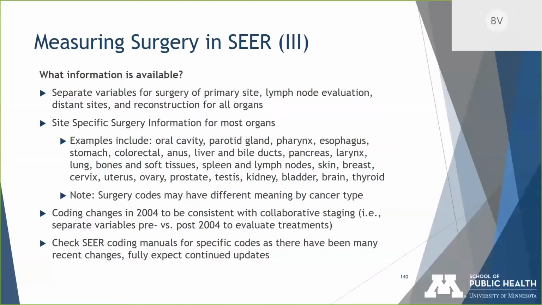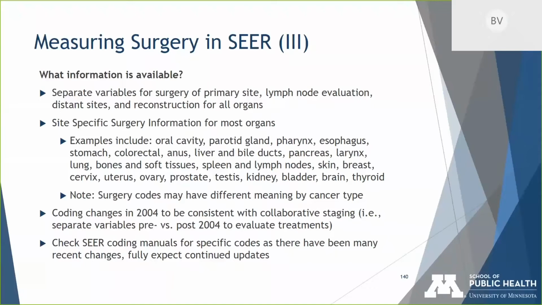Importantly, as I noted before, many of these variables are site-specific, so you'll want to consult the SEER program coding manual to ensure that you understand what the value means for your specific cancer of interest. A value of 1 for oral cavity may be different than that of ovary. So be very clear and consult those manuals to make sure you understand what surgery is being described by certain values.